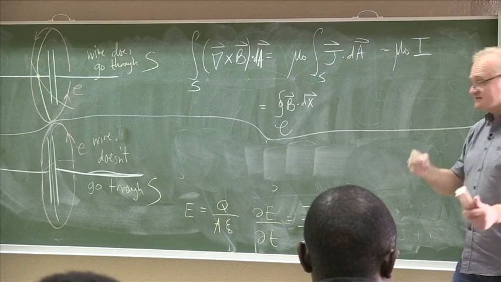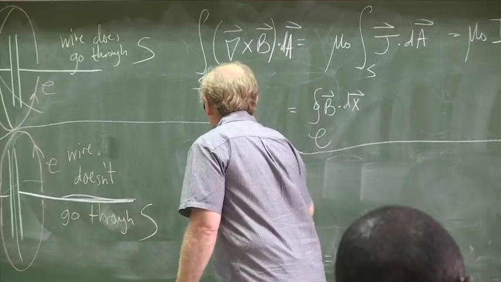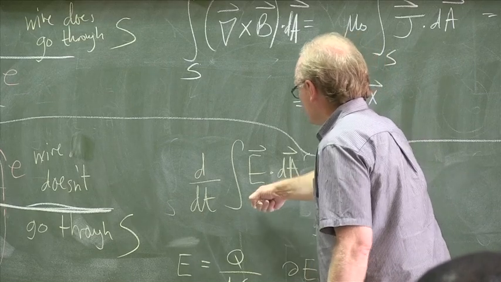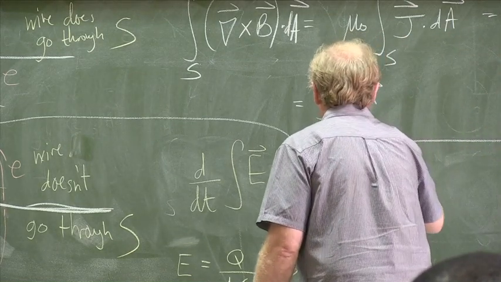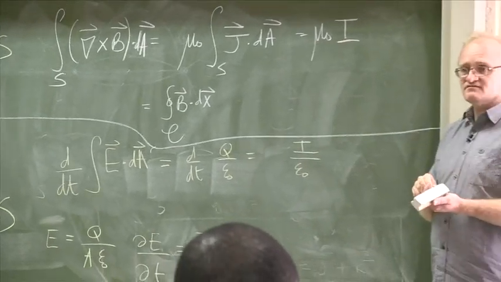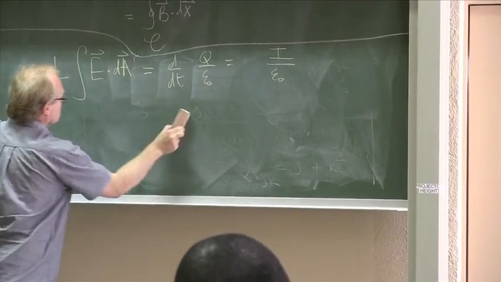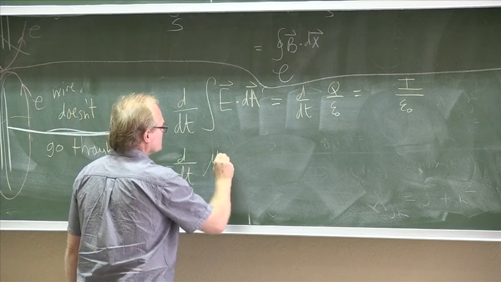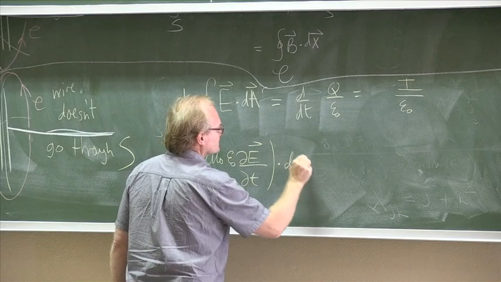What do I get if I calculate d by dt of the integral of E dot dA? The integral of E dot dA will give me Q over epsilon naught, which is I over epsilon naught. Everyone happy with that? Good. So what will I get from d by dt of mu naught epsilon naught dE dt dot dA?